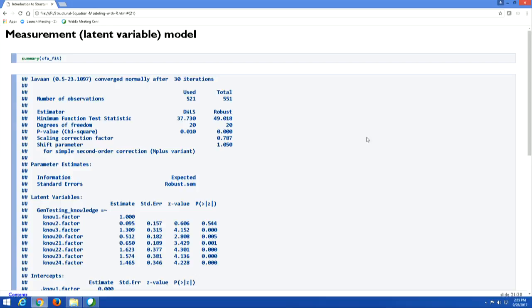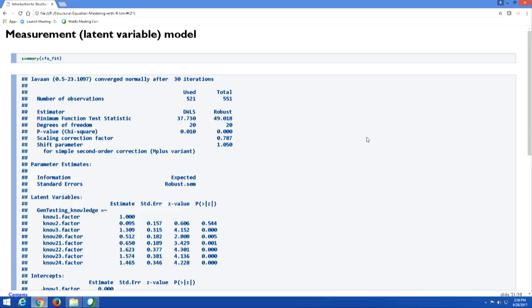And so we have a chi-square value of 49 with 20 degrees of freedom. And that gives me a p-value of 0.00. Where you see the scaling correction factor and shift parameters, the statistics you can use to compare to other software that might scale it differently, but will produce equivalent p-values, at least in large samples.